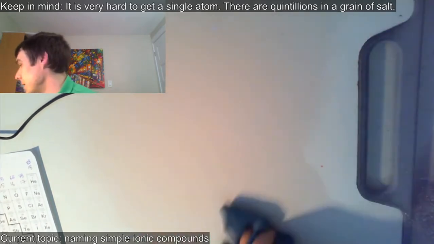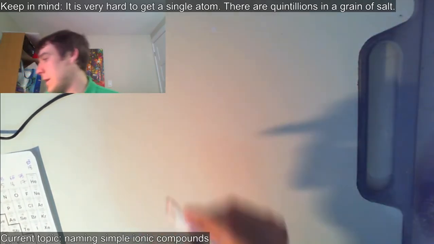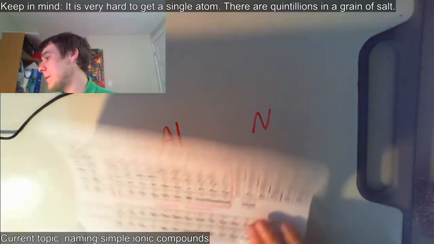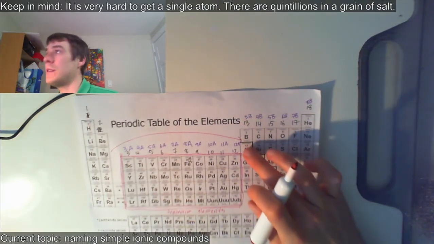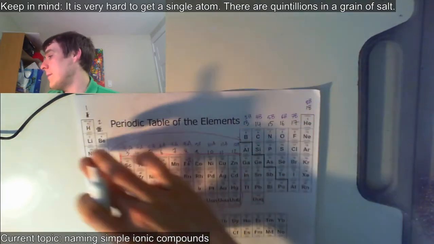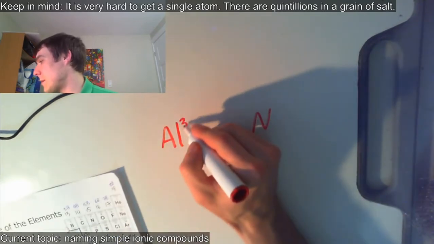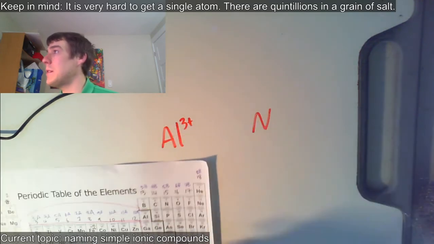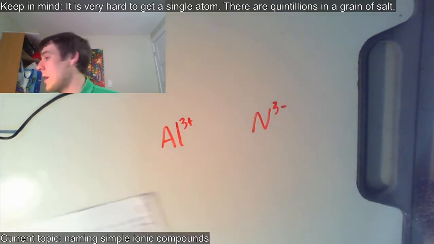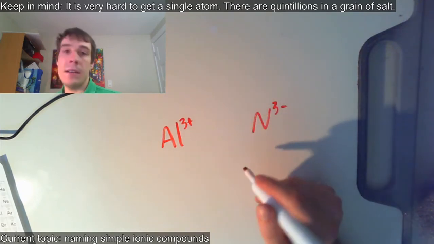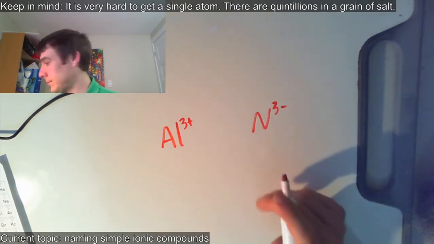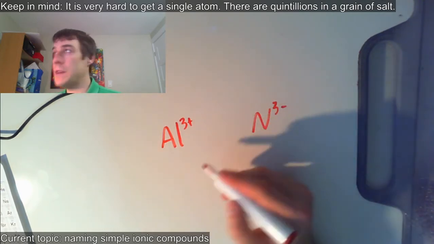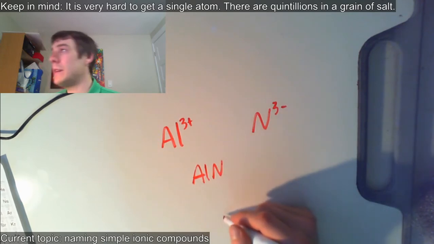I'll do one more just because I like this one. Let's take aluminum and nitrogen. And when we look at aluminum, group 13, on this side of the zigzag line, so it's going to make a 3 plus. Nitrogen, group 15, 3 away from neon, that's a 3 minus. Okay. What kind of compound is it going to make? Well, 3 plus and 3 minus are both 3, so we're good. We're even. So this will just make aluminum and nitrogen like that.